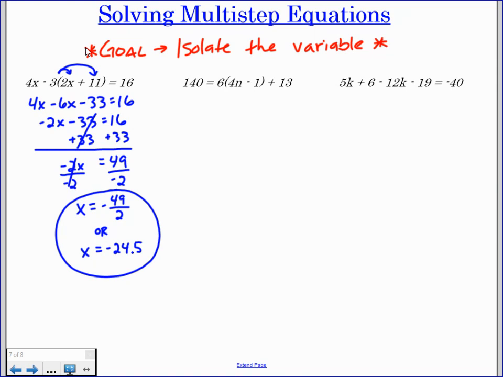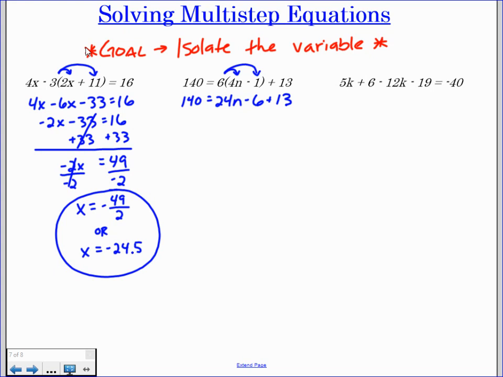Next one. I'm going to be working the opposite direction here. I'm going to be working from right to left. So again, I see parentheses here. So immediately I know I'm going to need to do some distributing. 6 times 4n is 24n. Minus 6 times 1 is 6 plus 13.